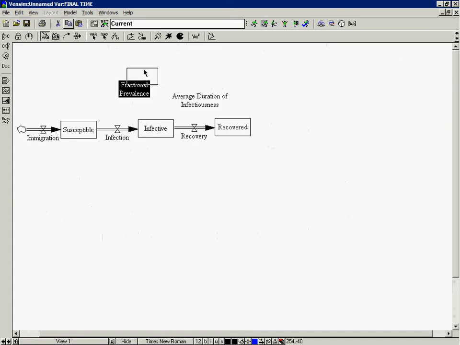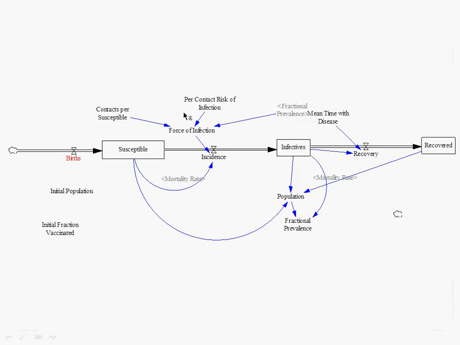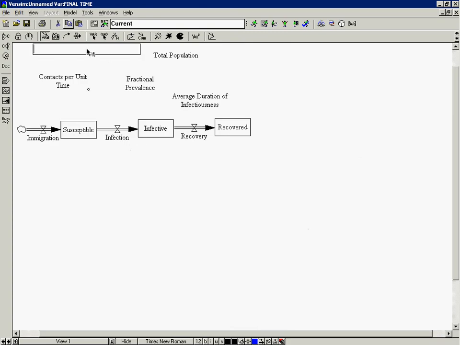Okay, so we're going to have a fractional prevalence. We're going to also have a variable called total population, okay? Total population, which we're going to use to compute fractional prevalence. And then there's going to be a variable called C, contacts per, I'll call it contacts per unit time. I'm choosing my labels here a little bit loosely. And then there's going to be per contact, I'm going to say likelihood of infection, okay?